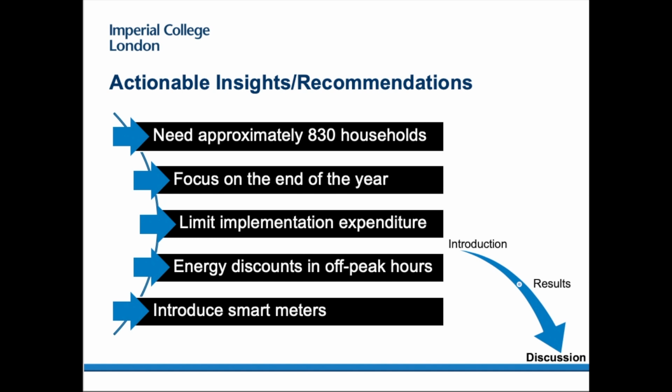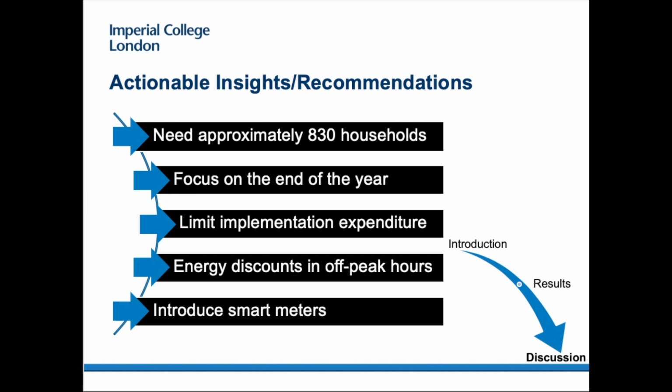From Mohammed's analysis, we see that for successful implementation, we need approximately 830 households. Our study also suggests that the potential gain from a DR scheme is not uniform throughout the year, and that focus should be towards the end of the year, in quarters 3 and 4. In addition, we see that the potential upside in monetary terms from such a scheme does not appear to be amazingly appealing. Therefore, we do not recommend any huge expenditure in the implementation of the program.